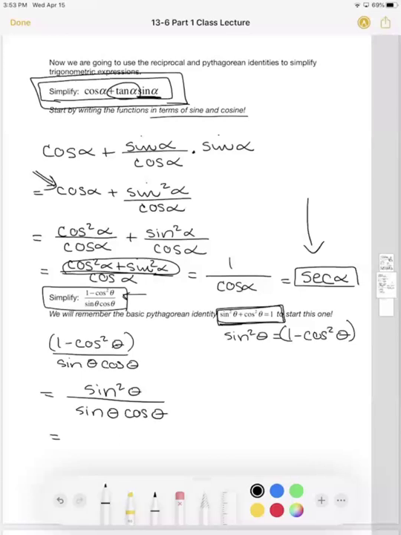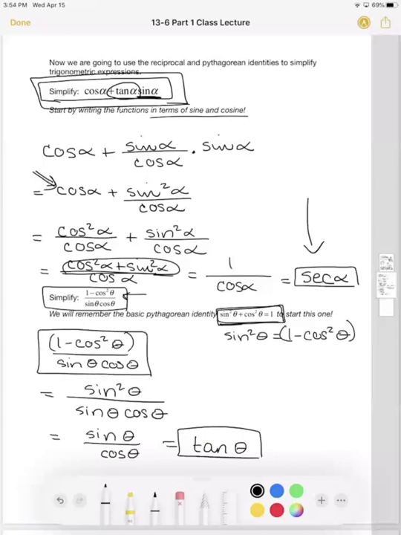Well, I've got sine squared over sine. Well, what's x squared over x? X. So in the numerator, I'm going to end up with 1 sine, and then cosine is going to stay in the denominator. Well, what did we learn that sine over cosine equals? Sine of an angle over the cosine of the angle is simply the tangent of that angle. And I have just simplified this big old whopping thing into the tangent of theta by using my Pythagorean identity and then just using some basic simplification of expressions with algebra.